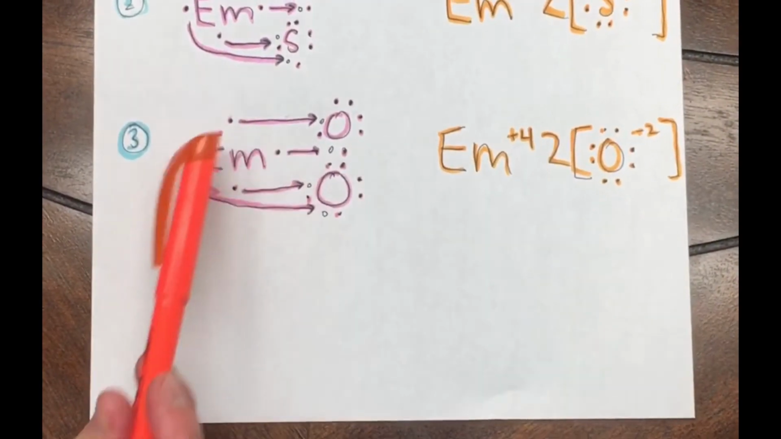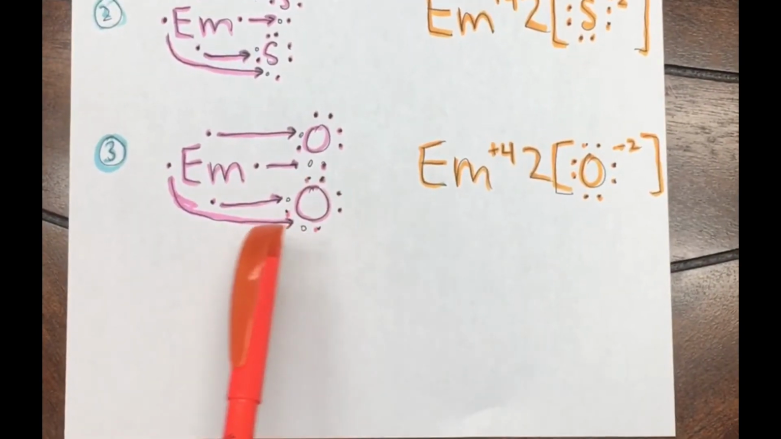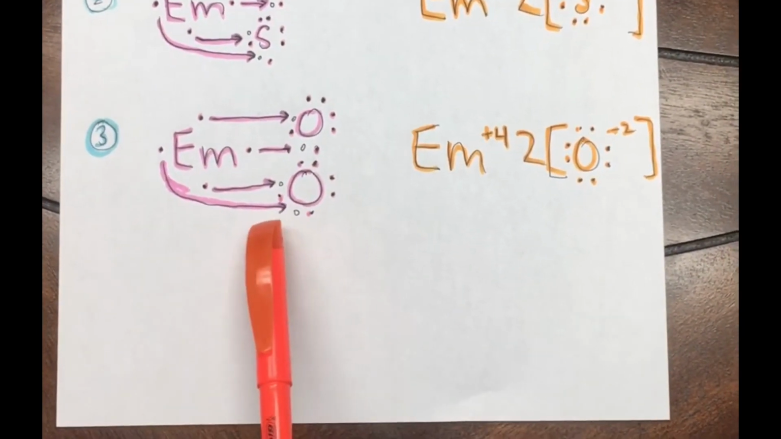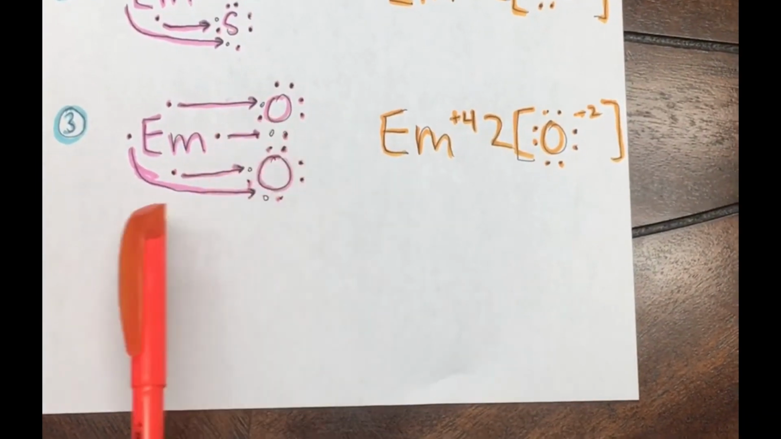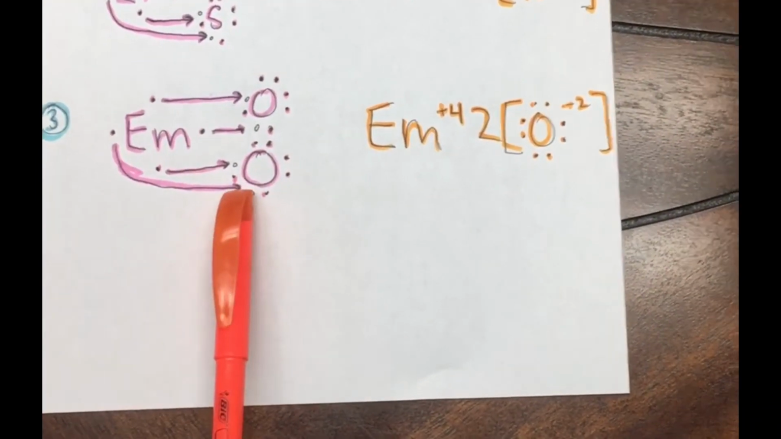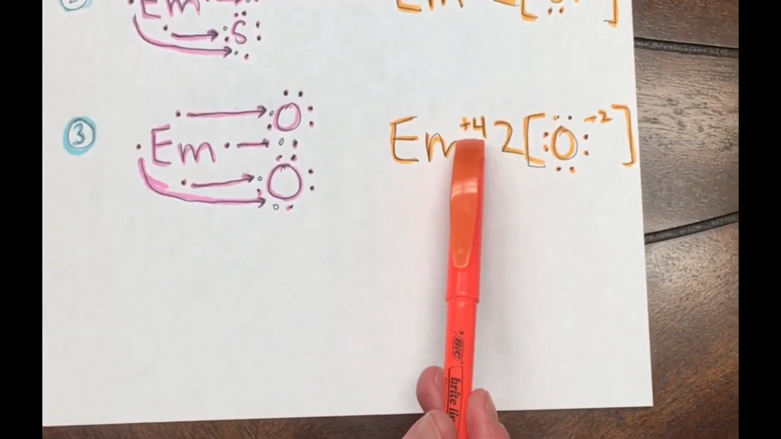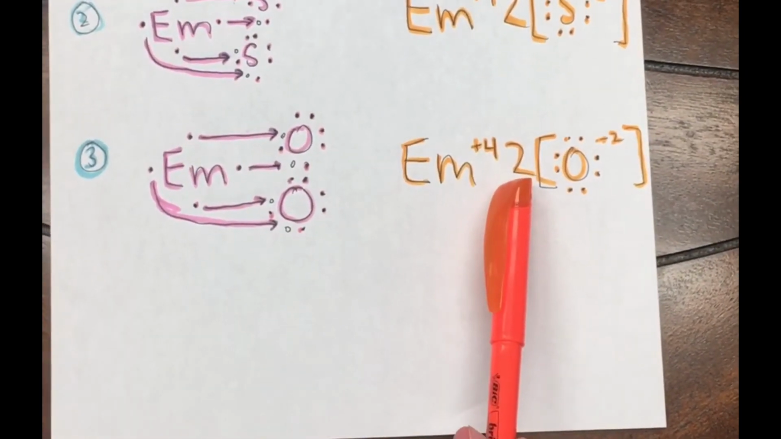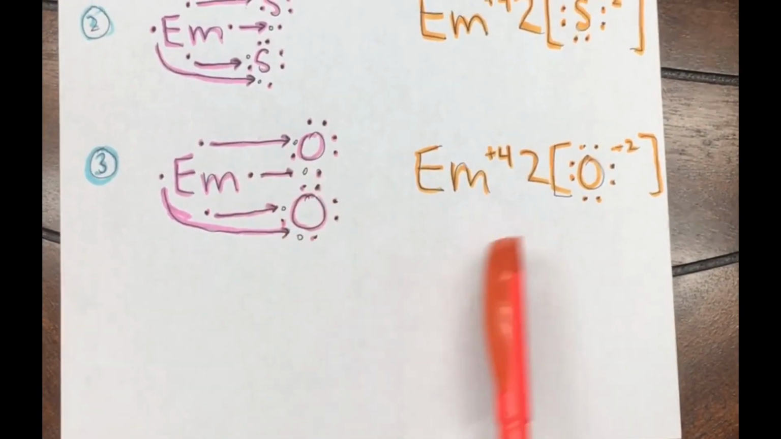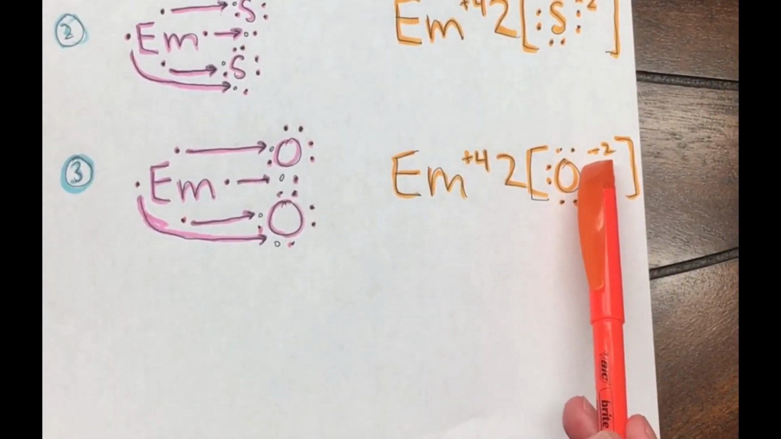Em has 4 valence electrons to give. Oxygen has 6 valence electrons already and only needs 2 to fill into the octet rule. Em gives first 2 valence electrons to the first oxygen and their second 2 valence electrons to the second oxygen. Because it's a metal, it goes first. It has a positive charge because it got rid of 4 valence electrons. It has a coefficient of 2 because there are 2 oxygens, and it has a full octet and gained 2 electrons, so it has a negative charge.